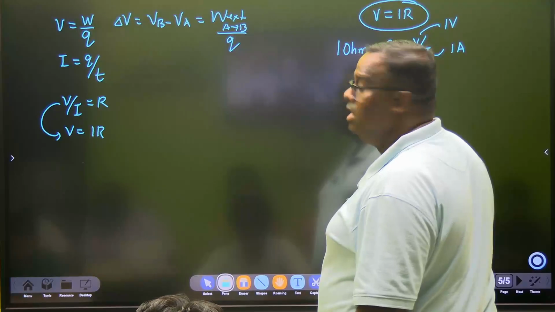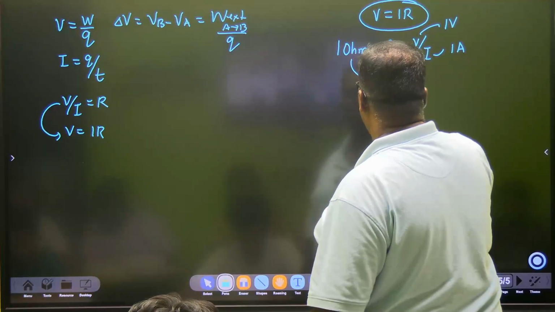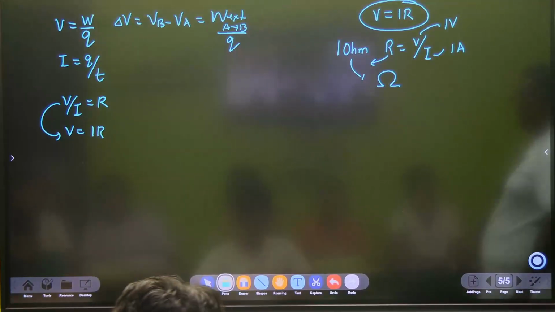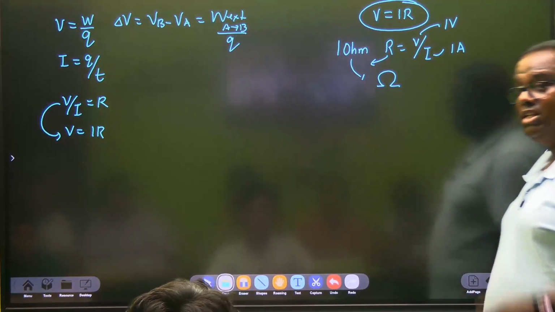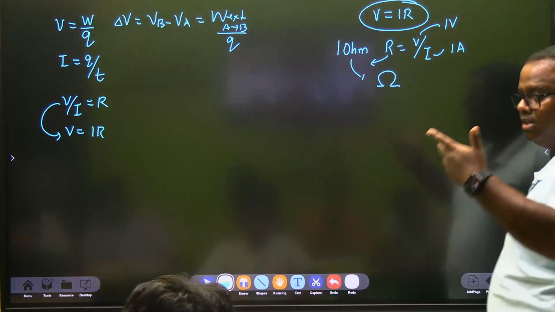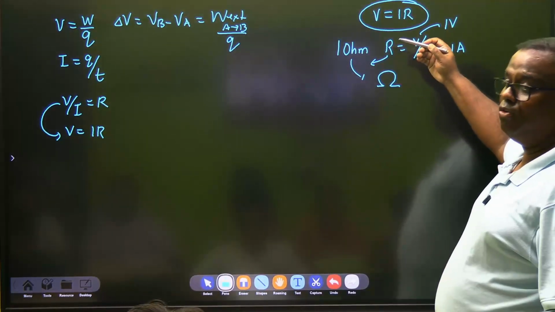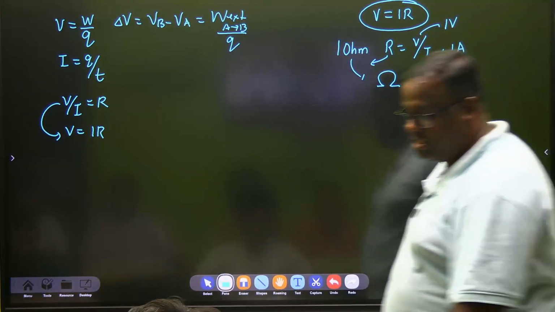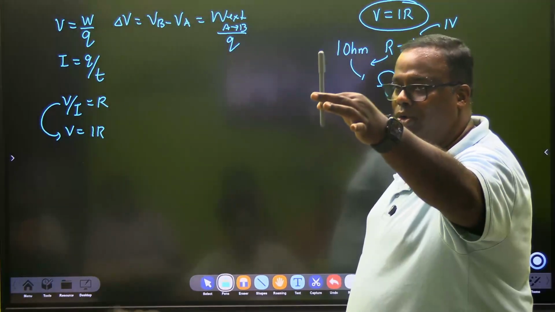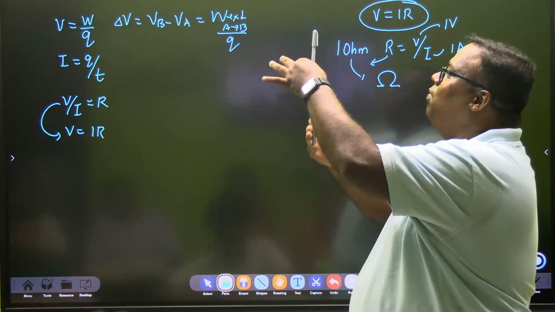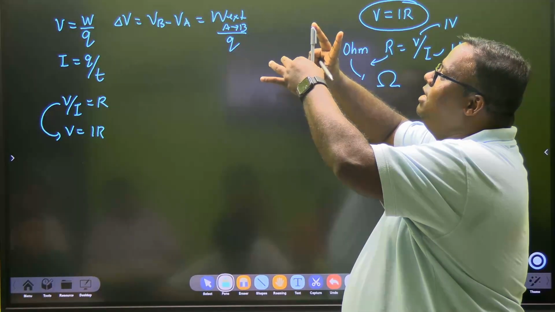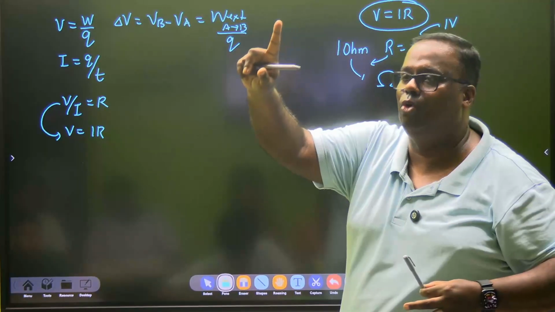1 ohm. And an ohm's representation is the Greek letter omega. Omega. Right? So let's define 1 ohm. How do you define it? Look here. The resistance offered by a conductor is said to be 1 ohm when a current of 1 ampere flows through it when its ends are maintained at a potential difference of 1 volt.